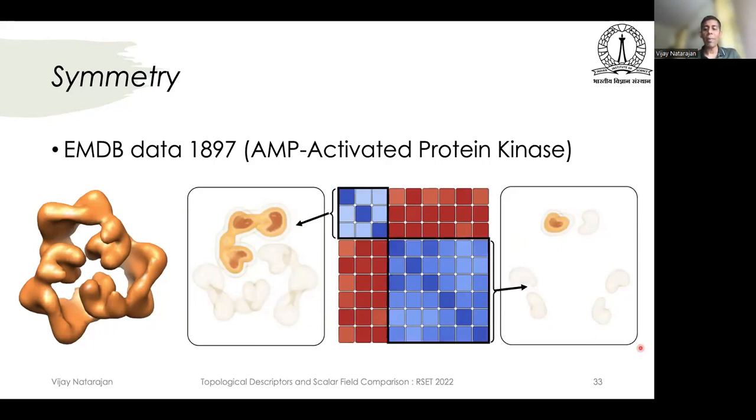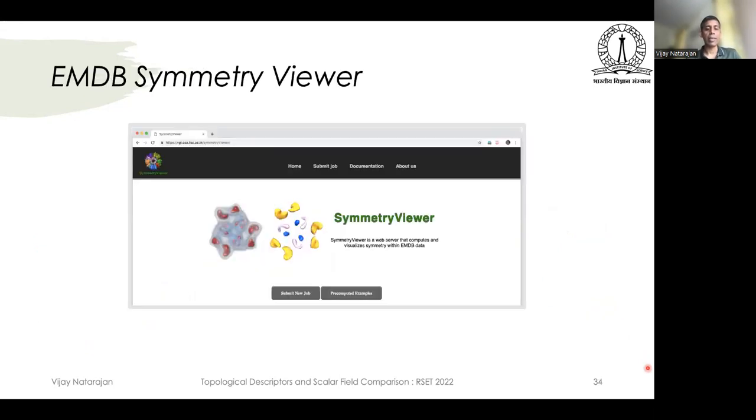So this is one of the applications of MTED towards identification of symmetric copies of a feature within a data set or between 2 data sets. A web server that helps extract and highlight symmetry is available from our lab, and this focuses on electron microscopy data. So if you are interested, I encourage you to go and take a look.